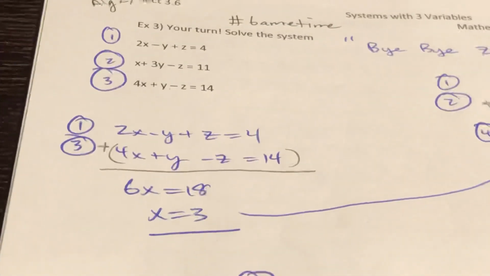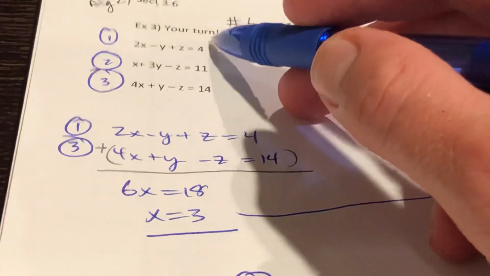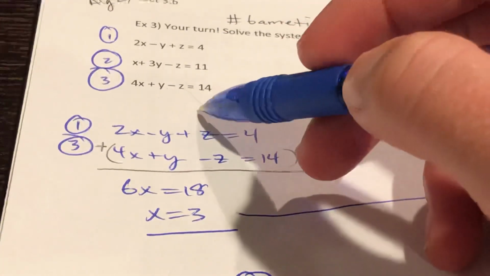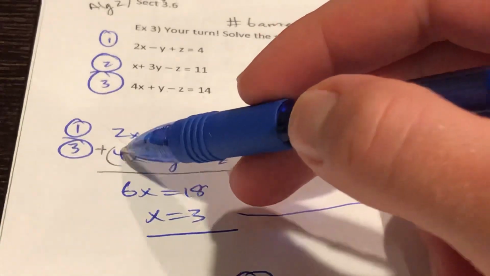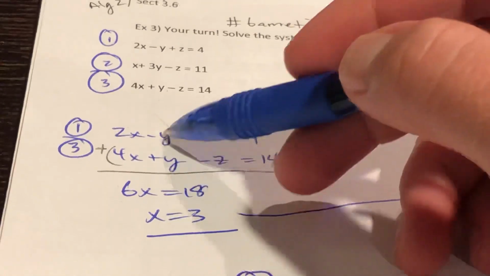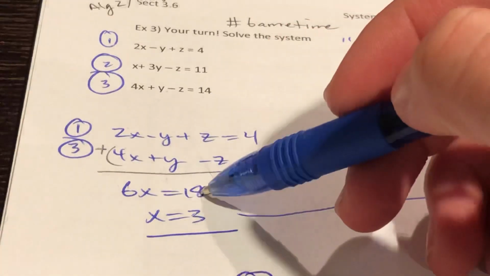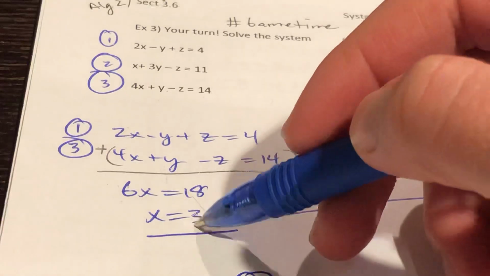Now, what am I going to do? I also have to use equation 3 because I just used 1 and 2. I'm going to pair equation 3 with equation 1 because the z's are opposite again. If I add equation 1 and equation 3, I get 6x. Oh my goodness. The y's cancel too. The y's and the z's cancel. 6x equals 18. You could call this equation 5, but you simply get x equals 3.